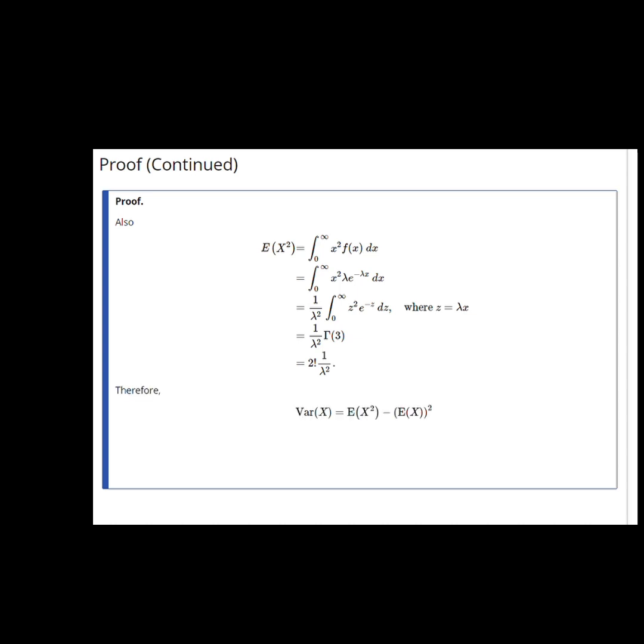And since the variance of X is E of X squared minus the mean, the expected value of X, the quantity squared, this becomes 2 over lambda squared minus 1 over lambda squared, or 1 over lambda squared, verifying the form of the variance.